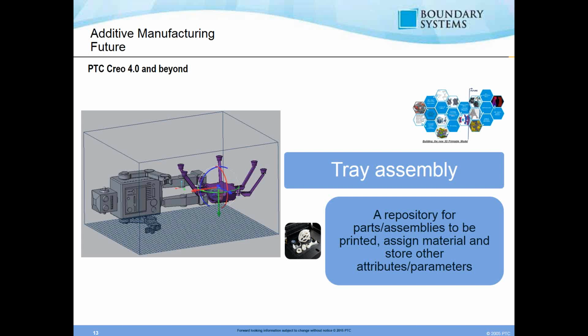So a tray here is a repository for your parts and assemblies to be printed, assign the materials, and store other attributes and parameters into those parts. So again, this is one other interface that we can eliminate you having to go out to another system in order to do this. And we're working with companies such as 3D Systems and Stratasys to ensure that our print beds and everything that is required in these softwares are set up properly and work synchronously with your 3D printer systems.